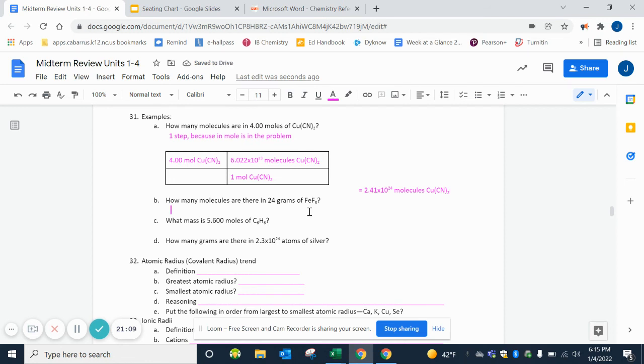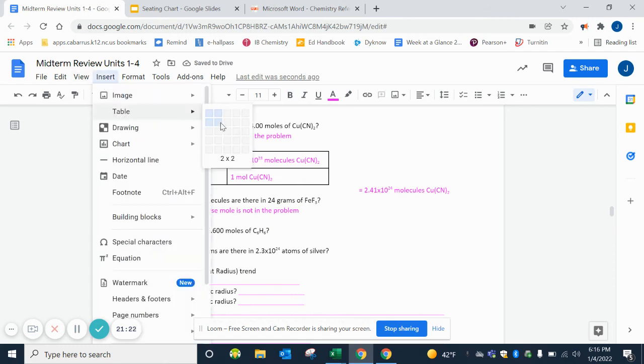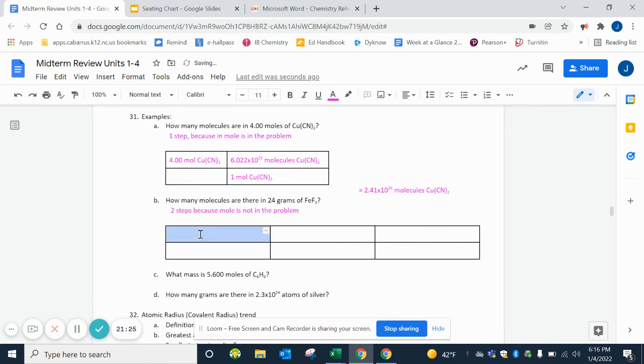Then if we look at number 2 or letter B, this would be 2 steps because mole is not in the problem. So this one would be a little bit longer because you have to go through mole to get to your answer. You're still going to start with your given. So we're going to start with 24 grams of FeF3. We're going to bring whatever that unit and substance is diagonally down to the bottom. And then if you don't have mole on the bottom, you have to put mole on the top. So we're going to put mole FeF3 on the top.